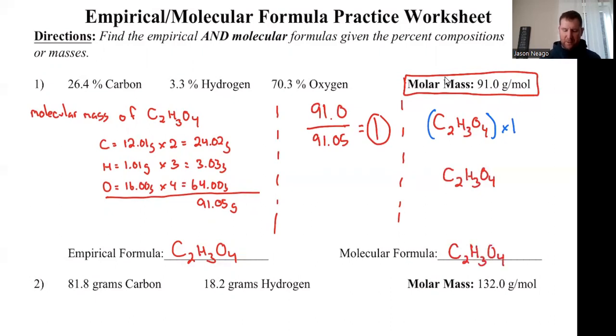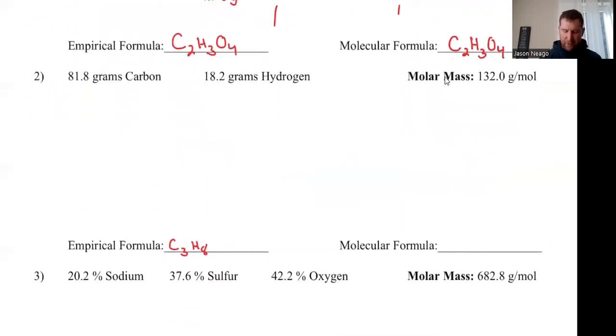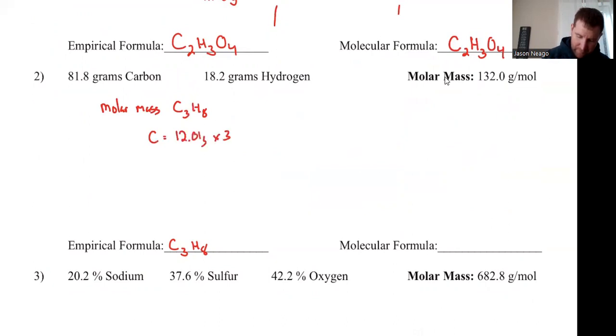Okay, so let's look at question number 2. Question number 2, step number 1, I want to find the molecular formula. I'm going to find the molar mass of my empirical formula. So molar mass of C3H8. So carbon, I have 12.01 grams times 3. And for hydrogen, I have 1.01 grams times 8.